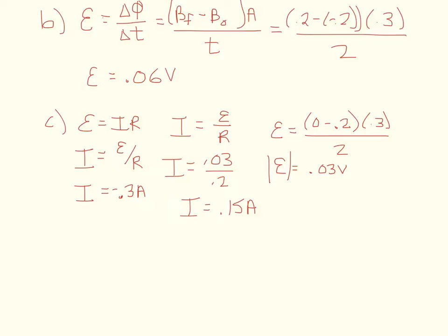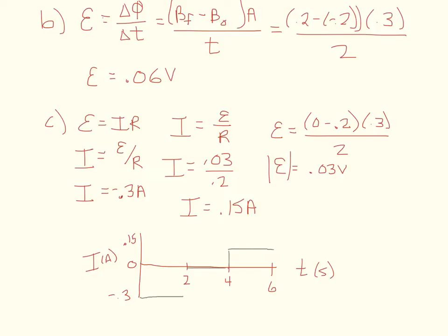So now let's set up our graph. As we said before, we should have a current of negative 0.3 for those first 2 seconds. We should have a current of 0 from 2 to 4 seconds. And then we should have a current of positive 0.15 from 4 to 6 seconds. If you want to connect that with vertical lines, that will be fine as well. So hopefully that problem makes sense for you.